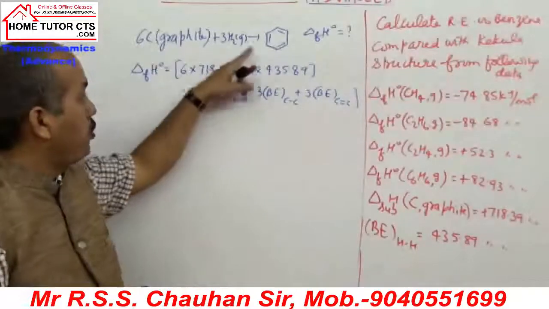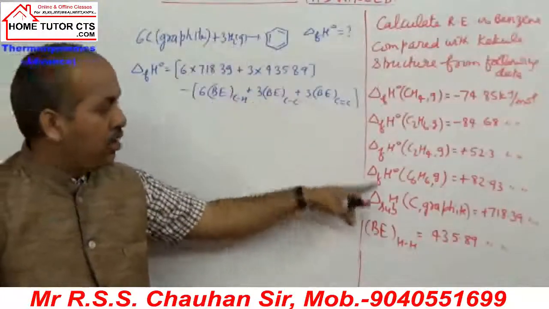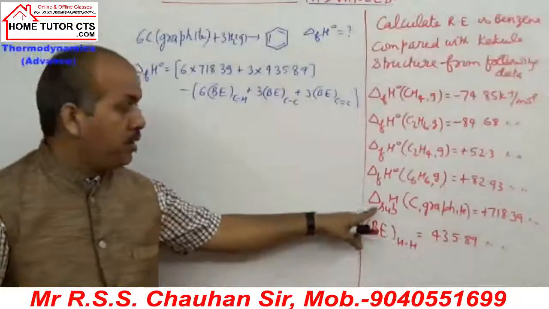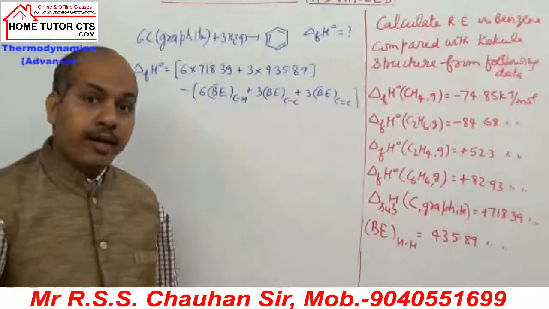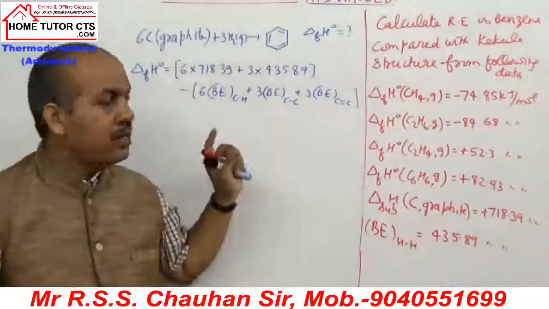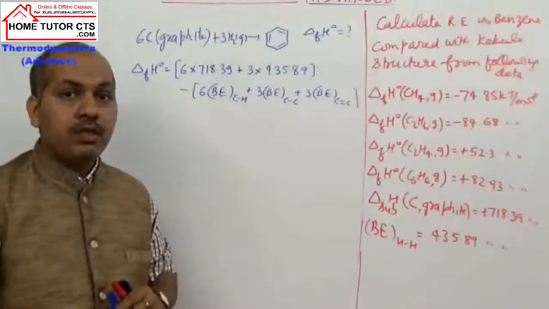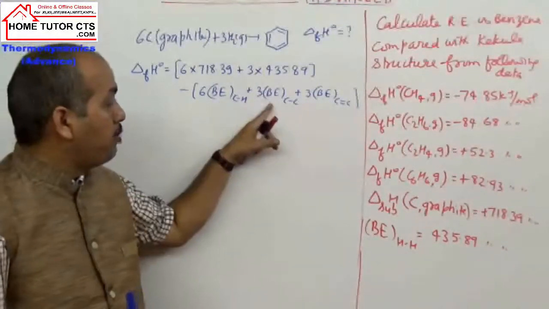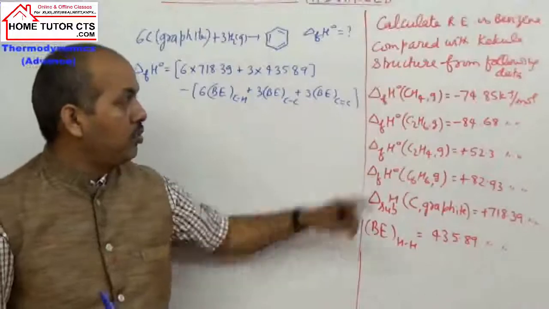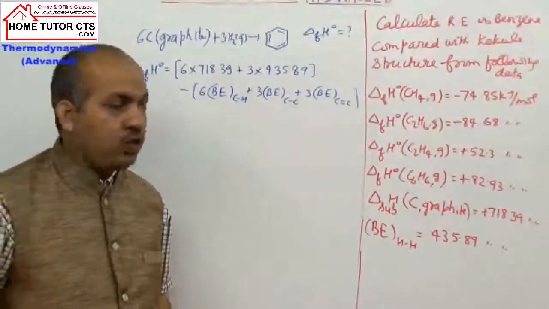In the formation of benzene, we require 6 moles of carbon graphite and 3 moles of hydrogen. The data given are the bond enthalpy and the enthalpy of atomization to get the carbon atom in the gas phase. That value is also given to us. The only thing required here is the calculation of the bond enthalpies of the C-H bond, C-C bond, and C=C bond. These values can be obtained from the data given to you using these 3 equations.